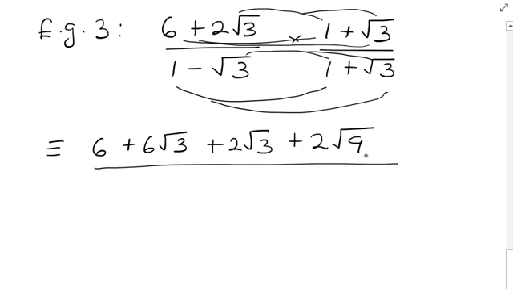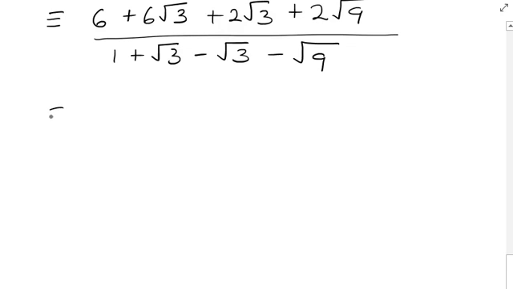That's the numerator. Then the denominator, 1 multiplied by 1, that's 1. 1 multiplied by root 3, that's plus root 3. Minus root 3 multiplied by 1, that's minus root 3. Minus root 3 multiplied by plus root 3, that is minus root 9.